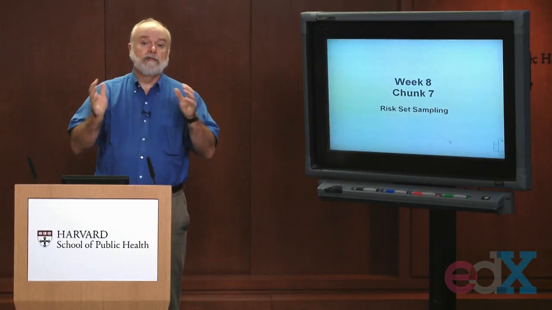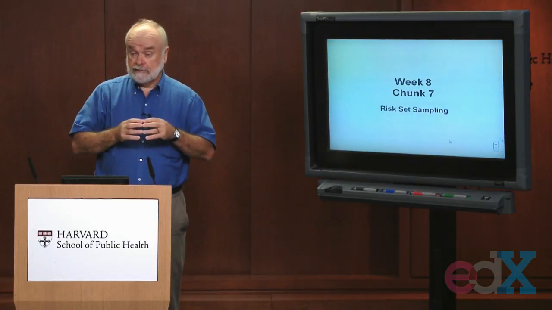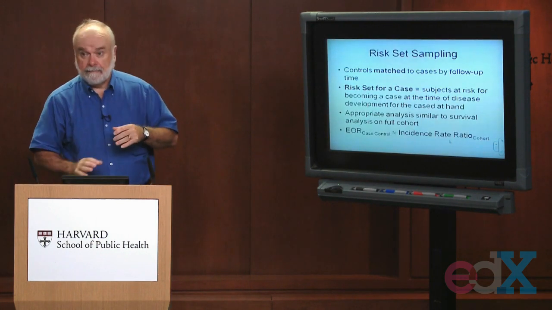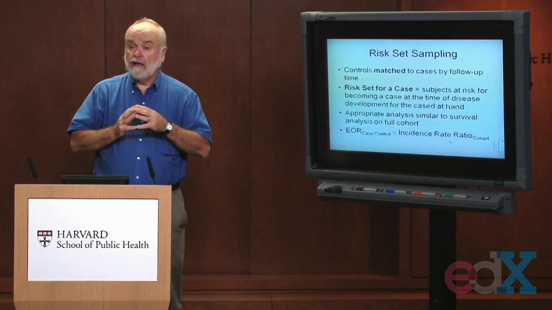What I'd like to do is close my lectures on case control study design by talking about one other way for selecting controls when you're doing a case control study, and it's called risk set sampling. Basically what it involves is a form of matching. Matching is a topic we're going to be talking about in 2 weeks, but you'll learn more about the general principles of matching at that time.